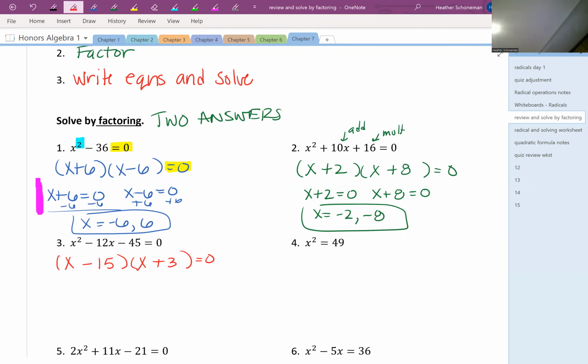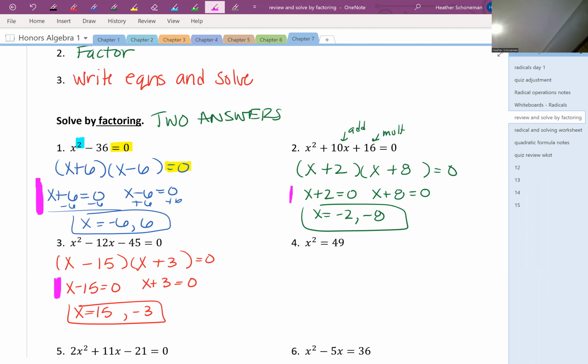So now I can write my equations. So x minus 15 equals 0 or x plus 3 equals 0. So when I solve, x equals 15 and x equals -3. Okay, and it's this step here that when you're ready, you can do it in your head and don't need to write out. I'm going to keep writing it out for a while so people understand where I'm getting the numbers. But as soon as you can make that jump, then you just write those answers down.